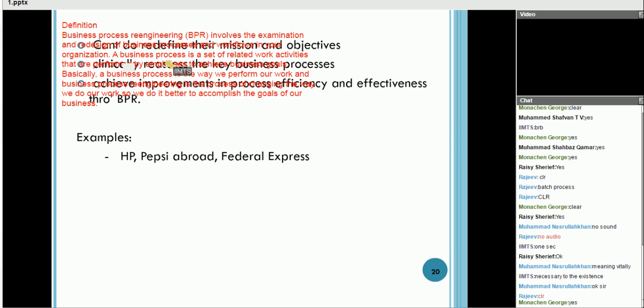Let's see a few more points. Companies redefine their mission and objectives. Clinically reassess the key business processes, achieve improvements in process efficiency and effectiveness through business process reengineering. Now all these companies started: HP, Hewlett Packard, Pepsi, Abroad, and Federal Express.